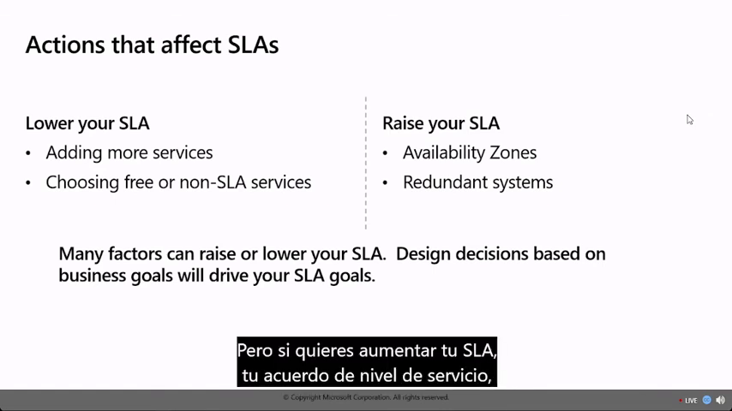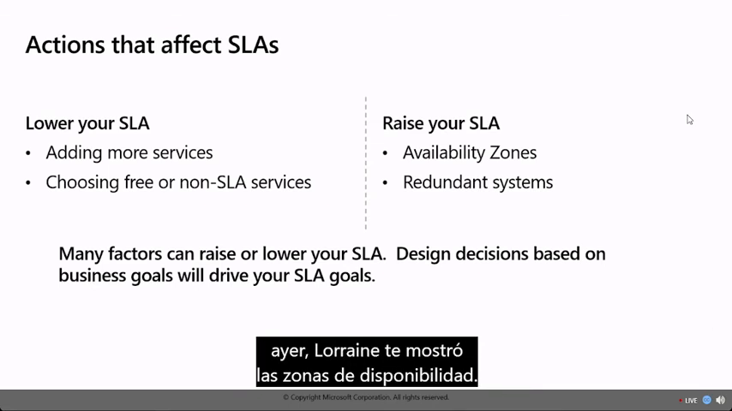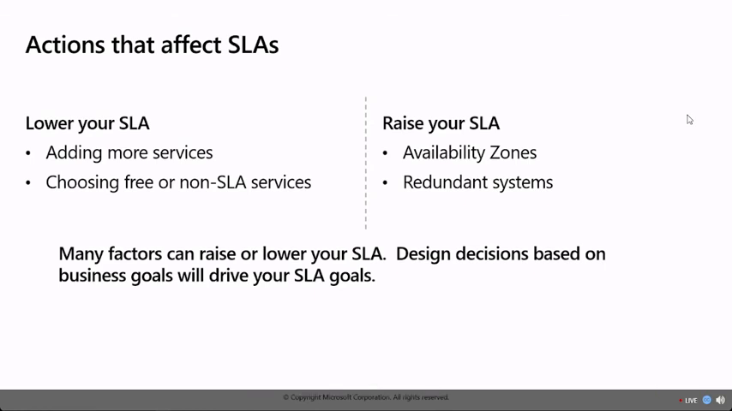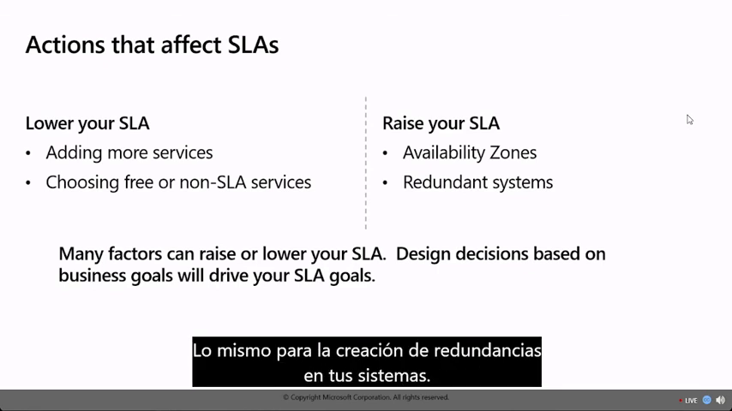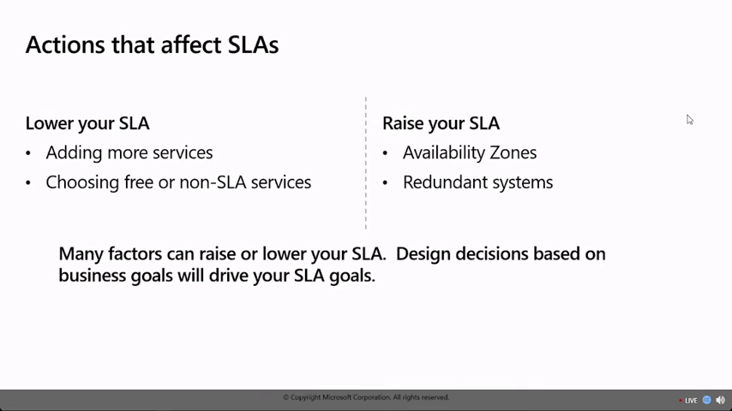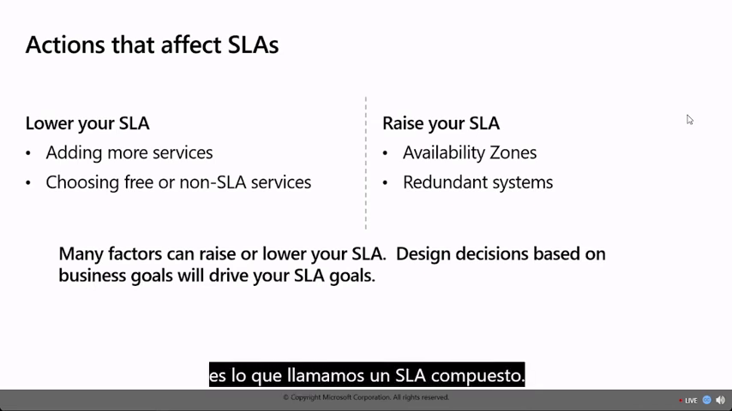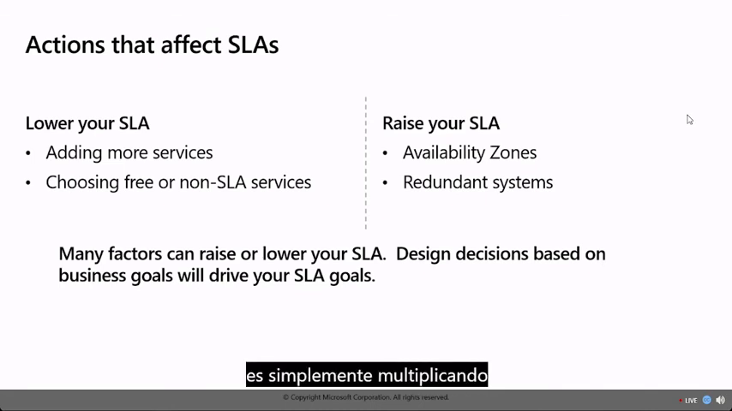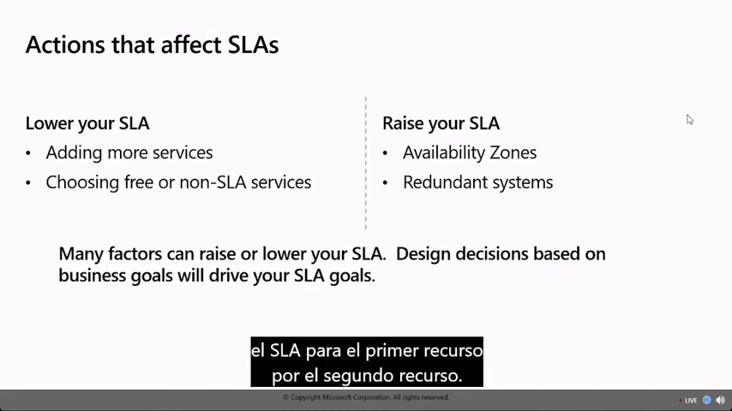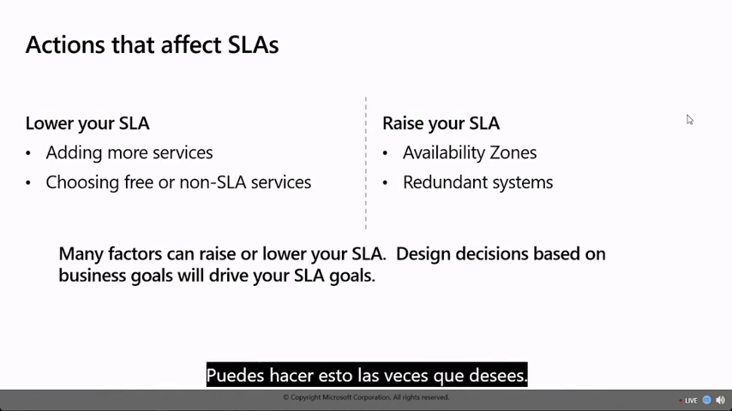But if you want to raise your SLA, your service level agreement, yesterday Lorraine showed you availability zones. That's one way to increase your SLA when it comes to virtual machines. Same thing with building in redundancies into your systems. So if you're curious what your SLA will look like if you have multiple services, that's what we call a composite SLA. With the composite SLA, the way to figure that is you just simply multiply the SLA for your first resource times your second resource. And you can do this as many as you want.